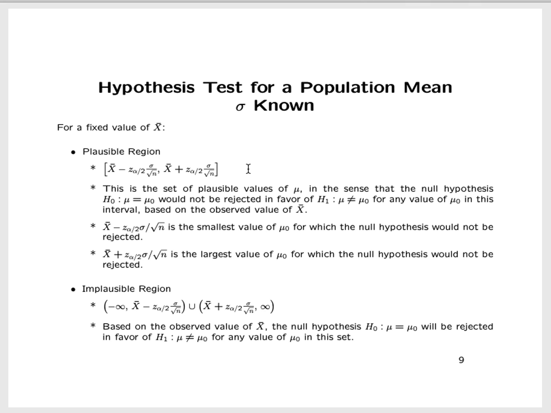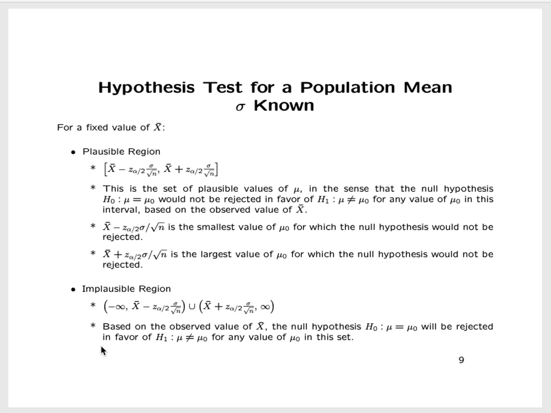Now, this is the set of plausible values for mu in the sense that the null hypothesis would not be rejected in favor of the alternative for any value of mu naught, the hypothesized value, in this interval, based on the observed value of x bar. And so we can think of the lower endpoint of this interval as being the smallest value of mu sub 0 for which the null hypothesis would not be rejected, and the upper endpoint of that interval as being the largest value of mu naught for which the null hypothesis would not be rejected.